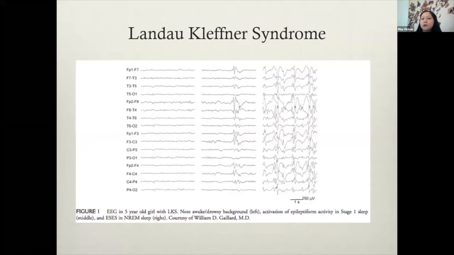And this is an example of an EEG pattern in a Landau-Kleffner syndrome child, in a 5-year-old child with Landau-Kleffner. So this is awake, drowsy background. And then you see it starts stage one sleep, you start to see these spike wave discharges. And then as soon as you go into non-REM sleep, you have this continuous spike wave. You can see that.